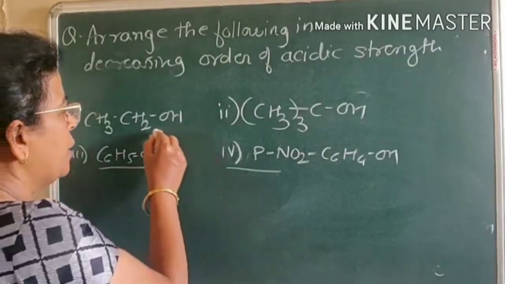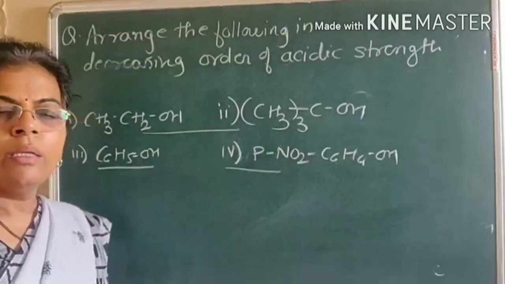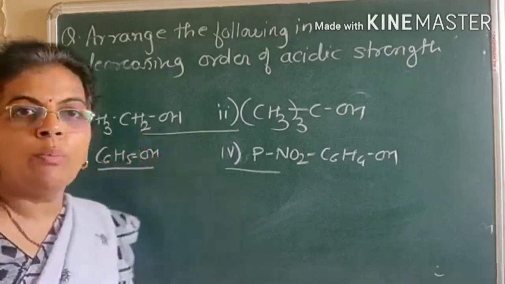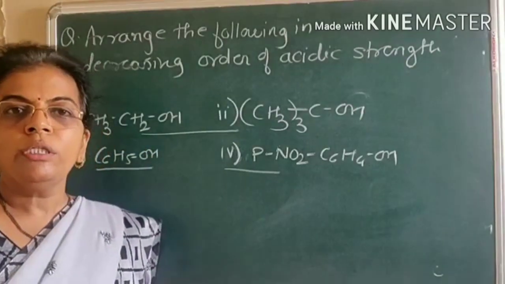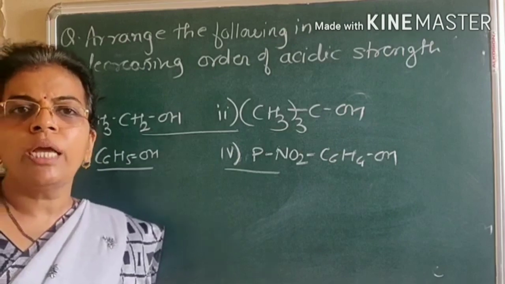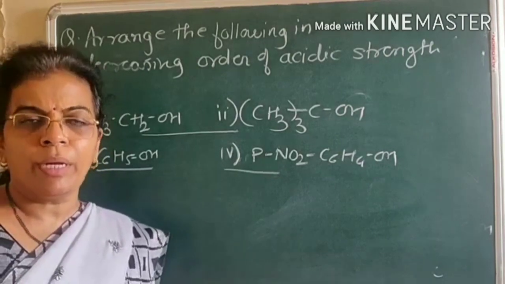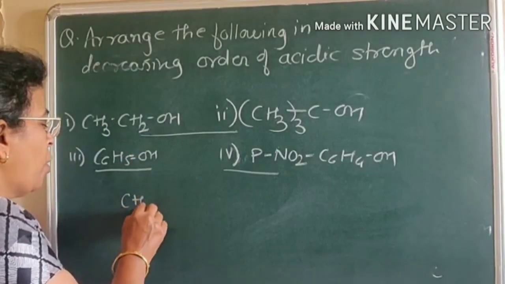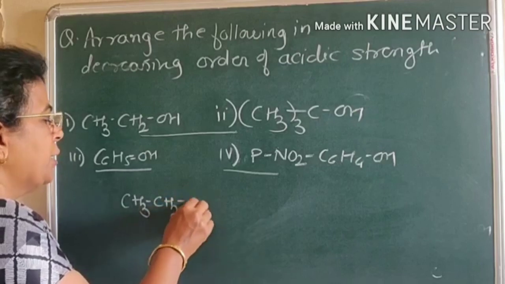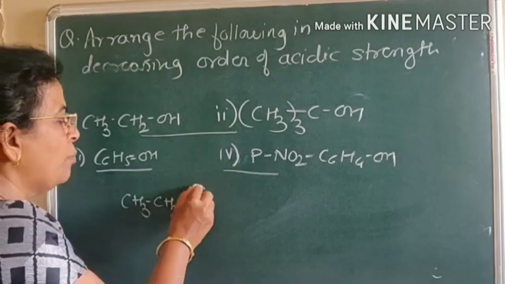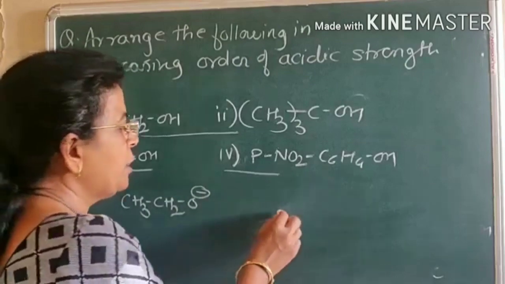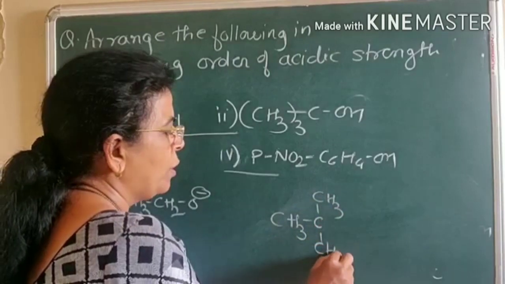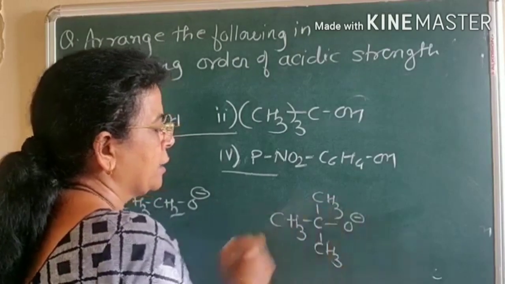Now first we are going to compare the alcohols, these two alcohols. These alcohols are neutral, but depending upon the nature of the alkyl group attached to the hydroxy group, their acidity can be compared. Here, if this alcohol, that is ethanol, is ionized in water, then it forms ethoxide ion. And when this tertiary butyl alcohol is ionized, then it forms tertiary butoxide ion, like this.